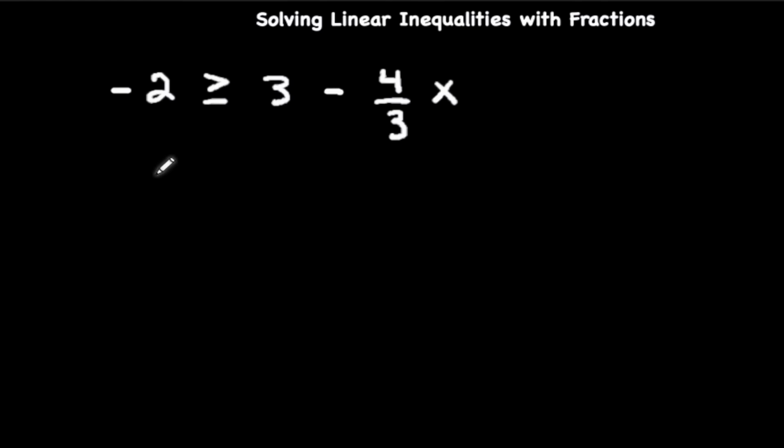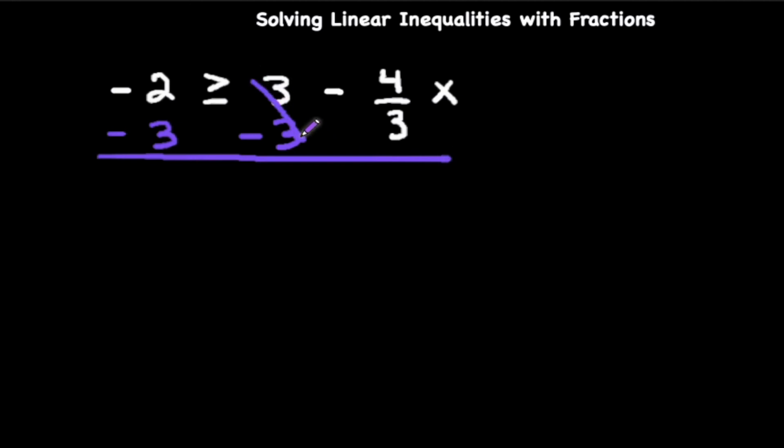Okay, so what we're going to do is subtract 3 from both sides, right? Because our ultimate goal is to isolate x. So let's go ahead and do that. So we have positive 3, so we're going to subtract 3. Okay, so notice the 3's cancel, positive 3 minus 3, because it's just 0. And negative 2 plus negative 3 is negative 5, is greater than or equal to negative 4/3 x.